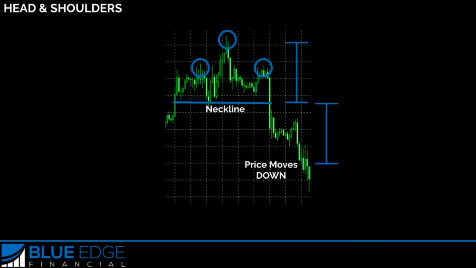Another cool thing about this pattern is that we can actually use the distance from the high point of the head down to the neckline and take that same distance past the neckline on the other side to set the take profit. So you can see here, for example, that it draws here from the top down here to the neckline, and then that same distance here from the neckline, which is where we would have gotten in, down to this point could be our take profit. This is good to do because it's usually about how far the price will move after it breaks this neckline.